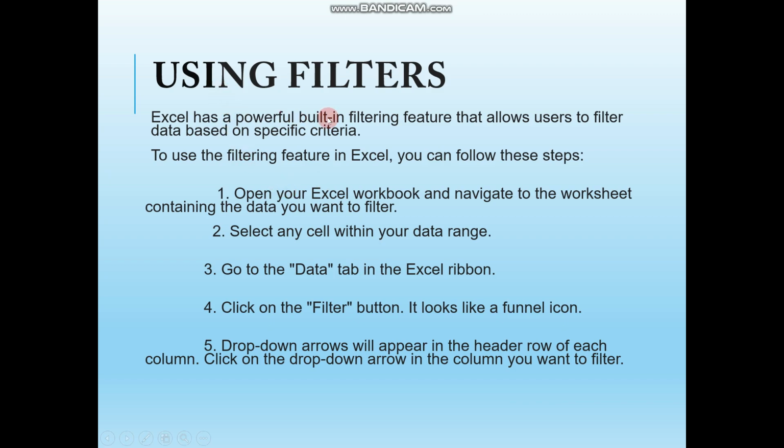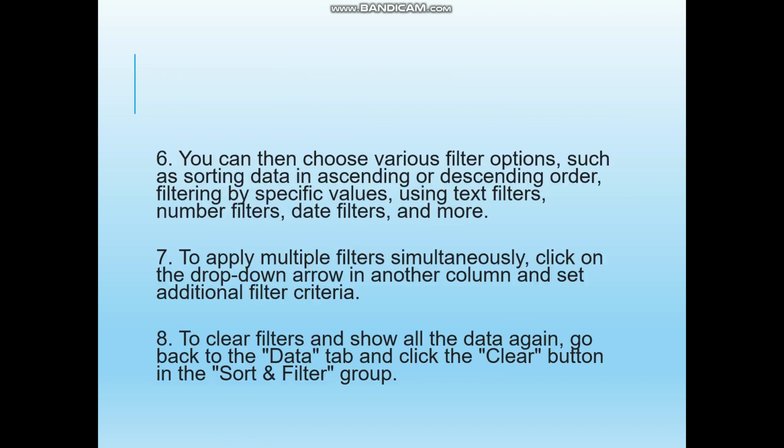So Excel has this powerful feature, and for this, first you have to open your Excel workbook and navigate to the worksheet. You have to select any cell within your data range, go to the Data tab, and click on the Filter button, which may look like a funnel icon. The drop-down arrows will appear in the header of each column. You can click on the drop-down arrow of the column which you want to filter.